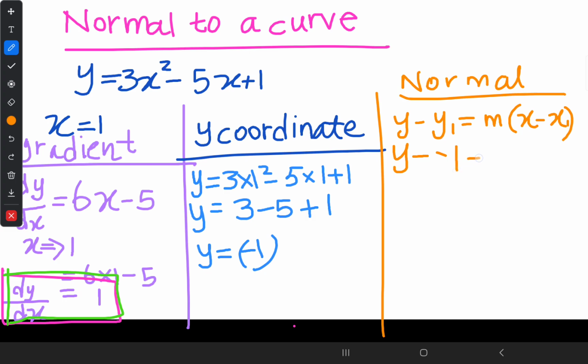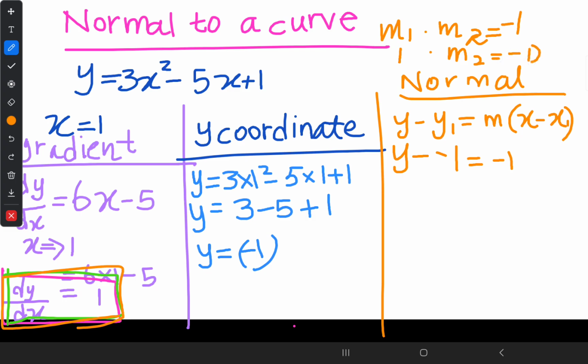Let's substitute -1, which equals m, the m which we found for our normal gradient. The normal's gradient, that is -1, we found by using the relationship of multiplication for two perpendicular graphs, which gives you -1. In that formula we substituted m1 because we know the gradient of the tangent here. So to find m2, we found m2 as -1. That's what you should substitute to find your equation for the normal.